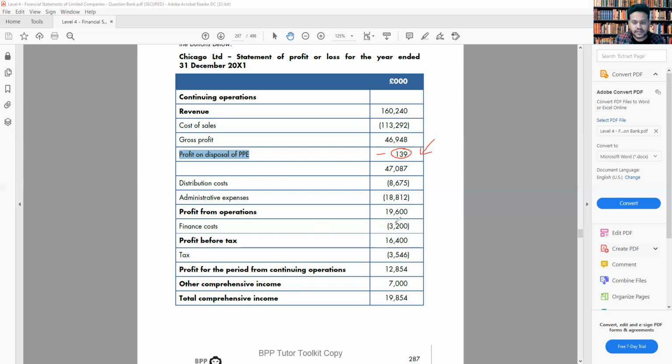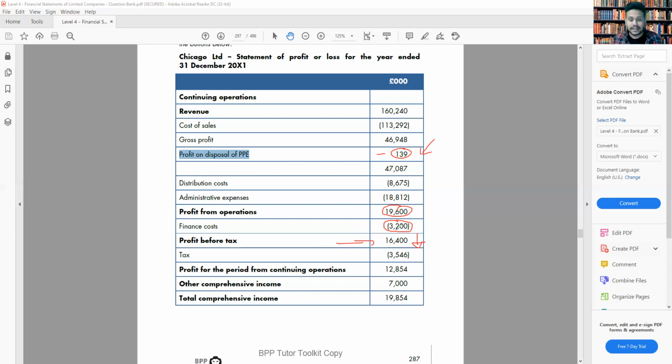Then the next one we have is finance cost. Finance cost means the interest. So if the business takes a loan, they have to pay the interest. Because of paying this interest, my profit figure goes down, doesn't it? So my profit before tax is 16,400. Now just imagine if we didn't take any loan from the bank, my profit would be 19,600, not 16,400, because I don't have any loan. So if I have a loan, then my profit goes down because I have to pay the interest.